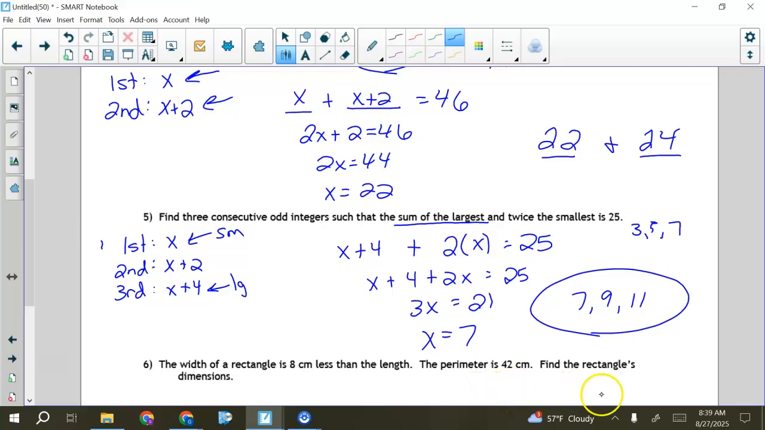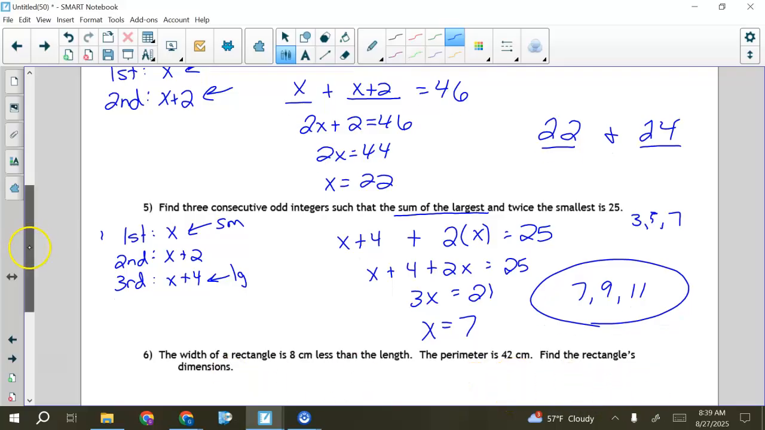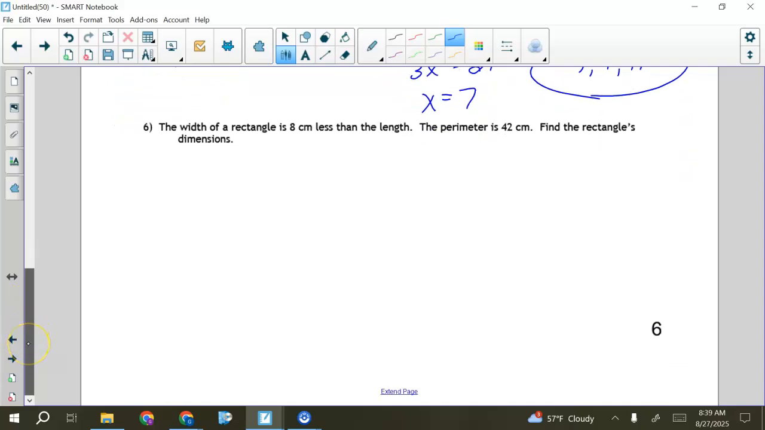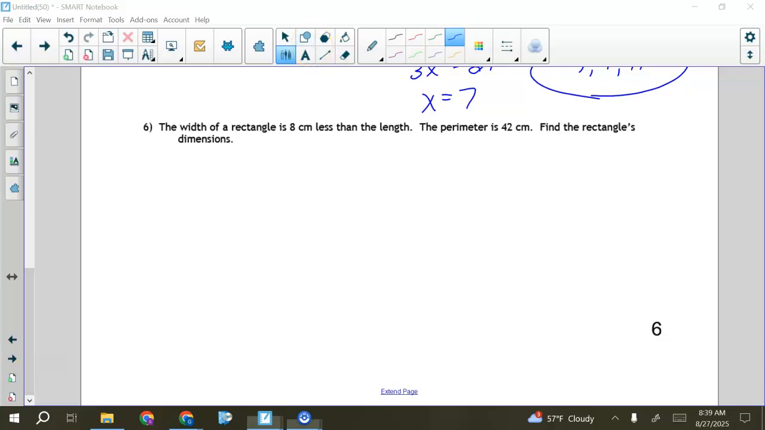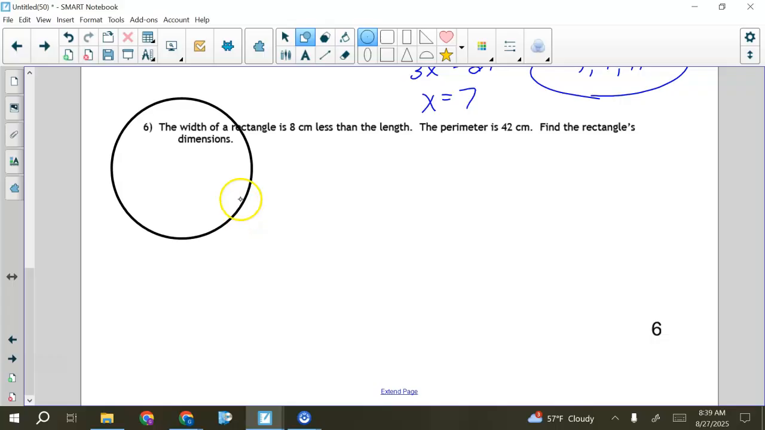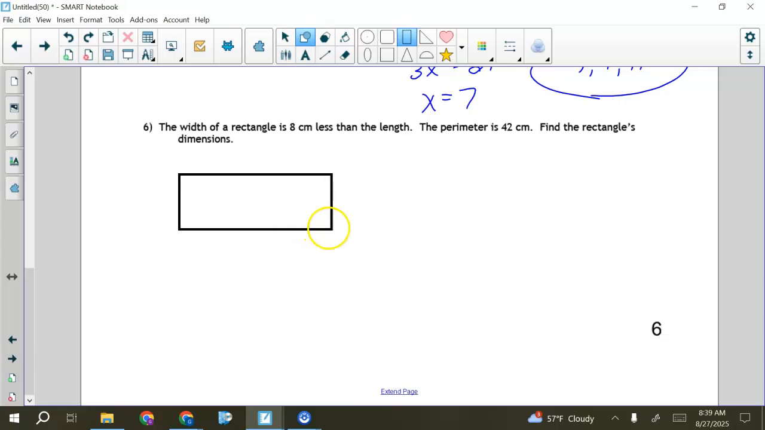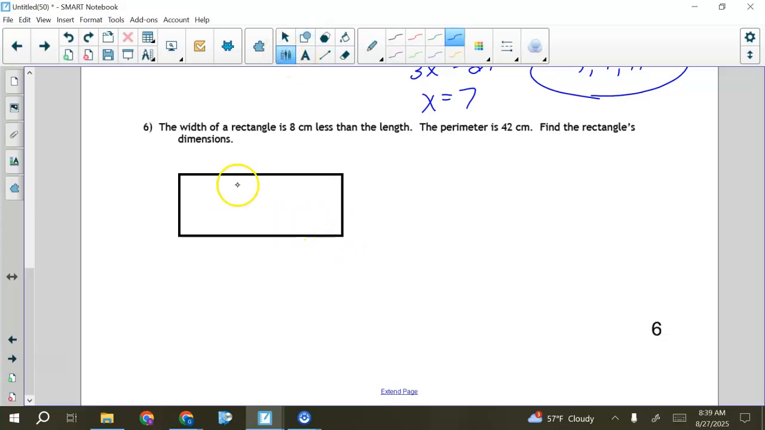The perimeter is 42 centimeters. Find the rectangle's dimensions. This one will be helpful to draw a picture. If I draw a rectangle here. There we go. The width of the rectangle is 8 centimeters less than the length. Now, if that side's x minus 8 and this side's x, well, this would also be x minus 8 and this would also be x.